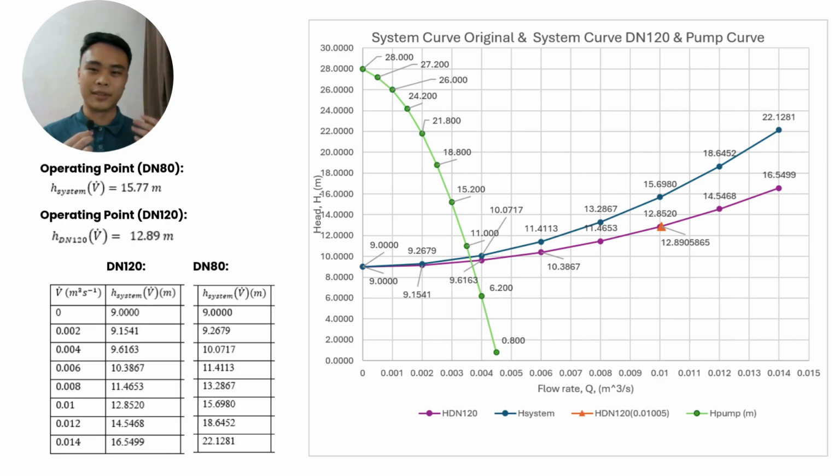This drastically reduces the physical strain on the pump, but it is still not enough as the operating point does not intersect the pump curve, as seen on this chart. Therefore, with the new diameter DN120, the pump still cannot reach the required head needed.